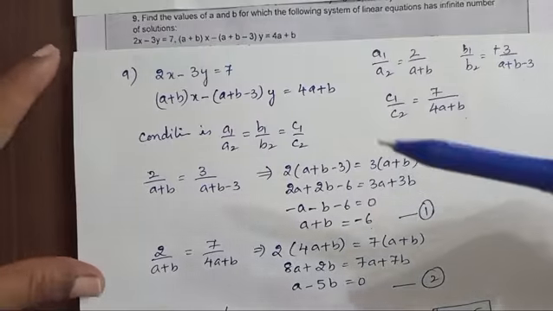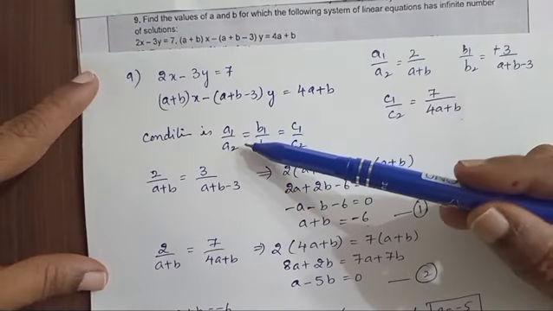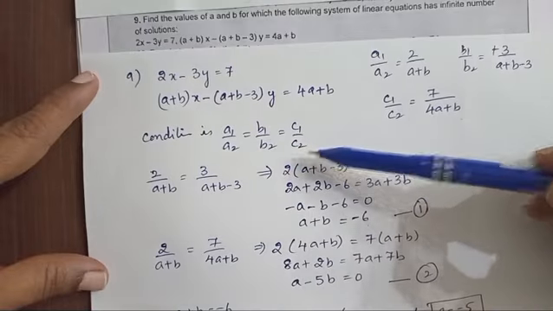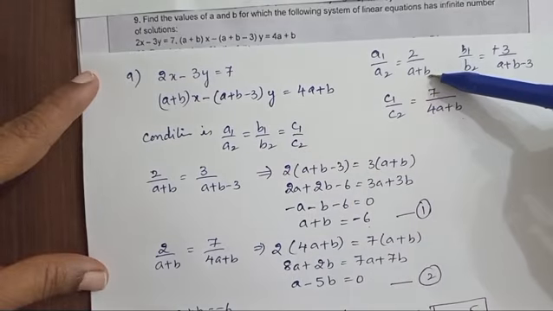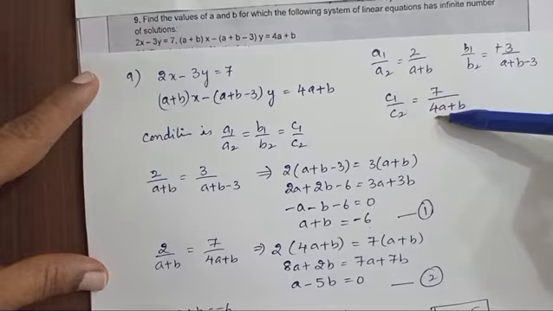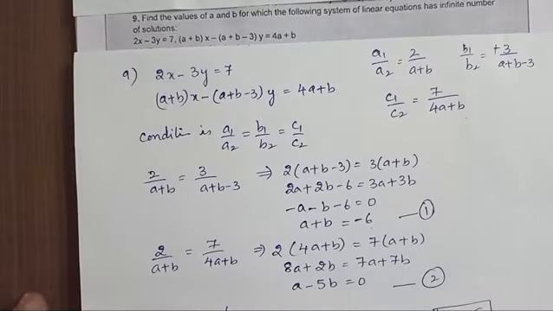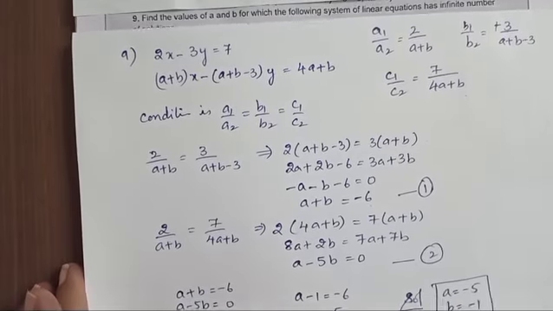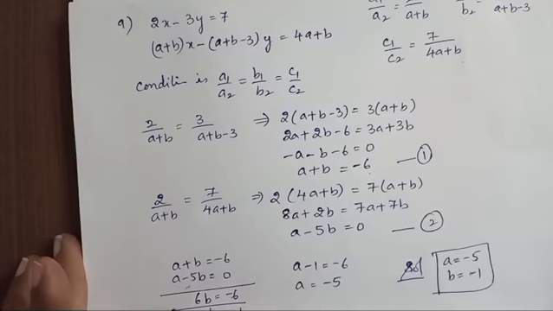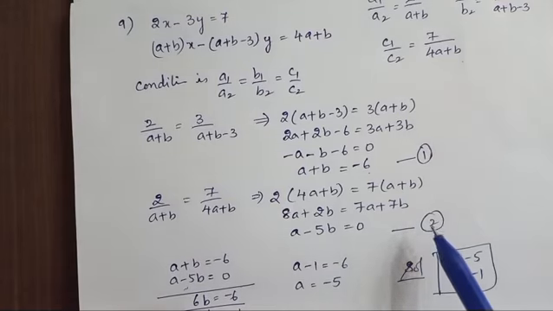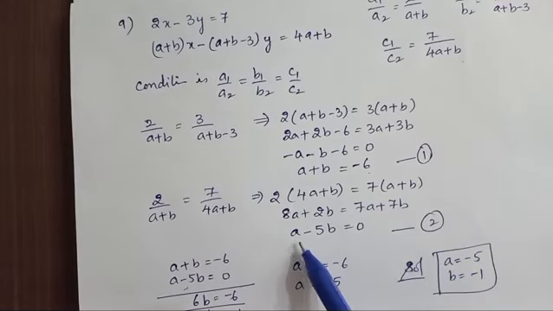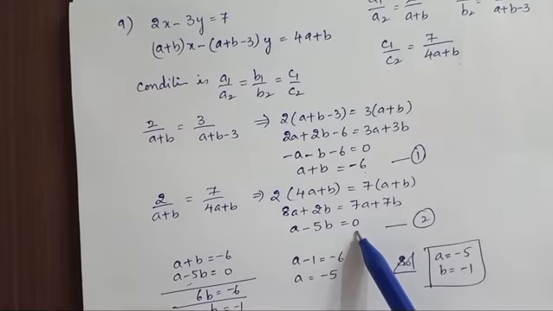Now, let me go for a1 by a2 is equal to c1 by c2. That is 2 by (a plus b) is equal to 7 by (4a plus b). When I cross multiply it, I get 2 into (4a plus b) is equal to 7 into (a plus b). When we multiply it, we get 8a plus 2b is equal to 7a plus 7b. Hence, we have a minus 5b is equal to 0.